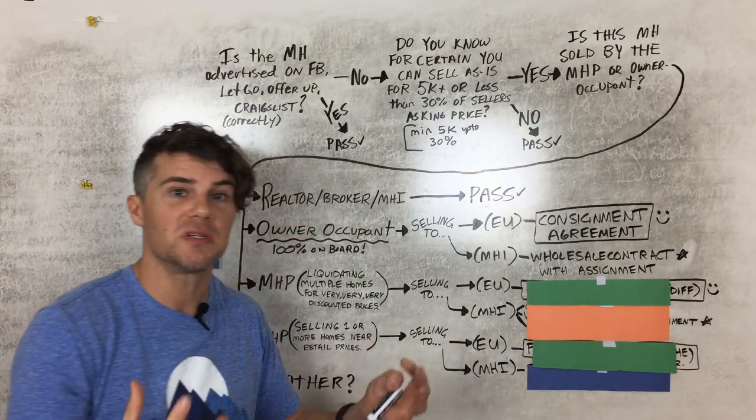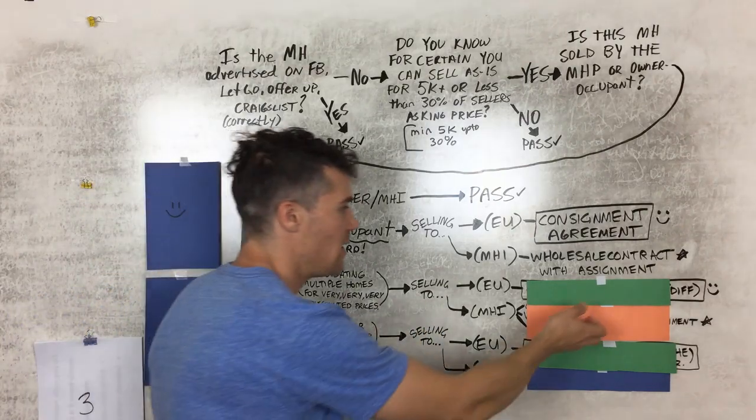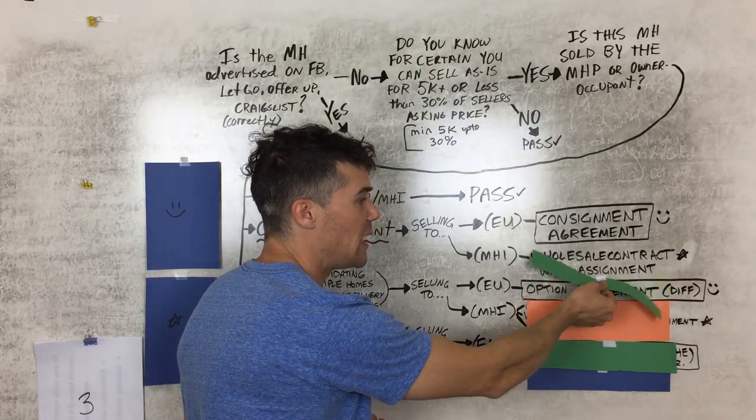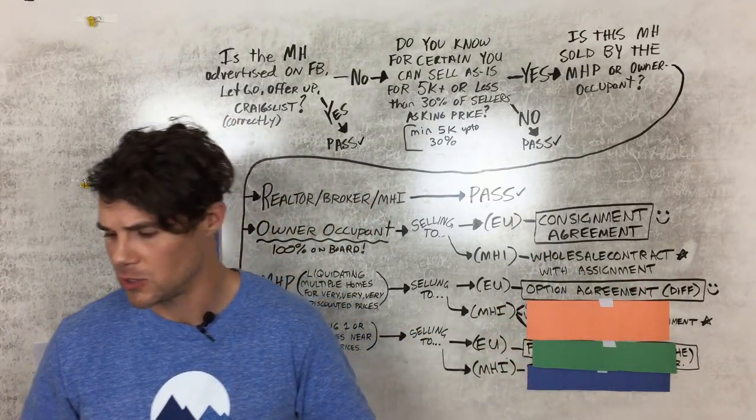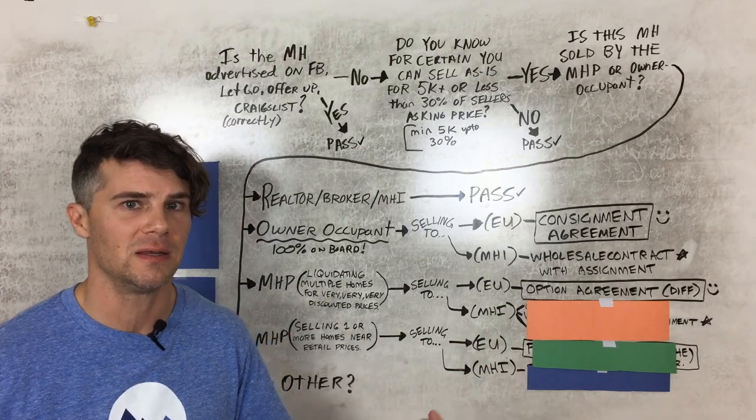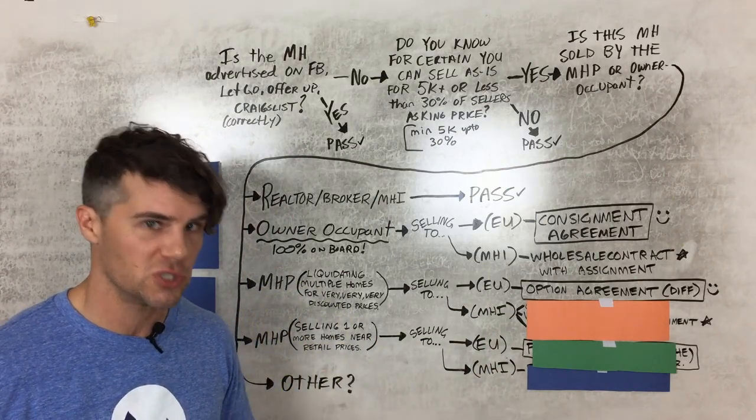Well, they're also going to see all those other mobile homes for sale. So while you try to sell them that one home, they're going to say, well, hey, what about all these other homes here? I see like 20 other homes that look like they're abandoned. I'm going to try to buy one of these other ones for cheaper.